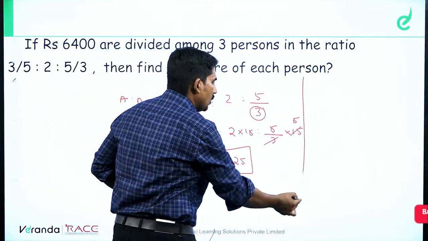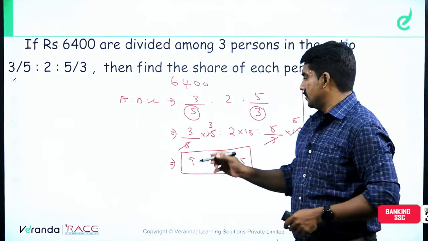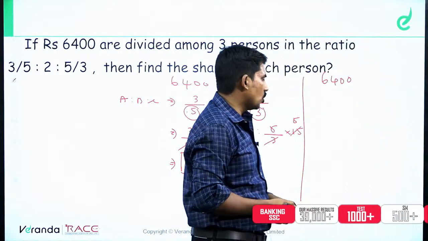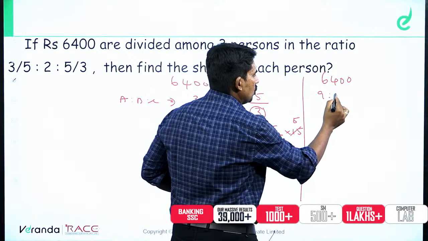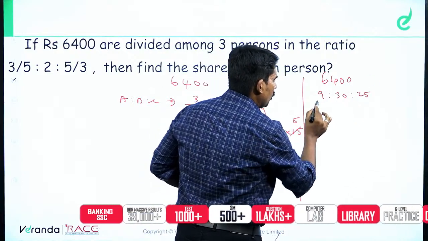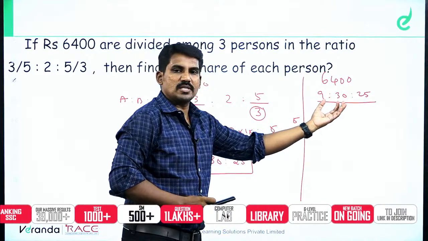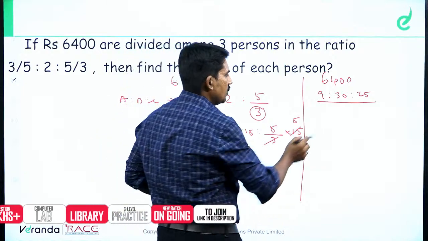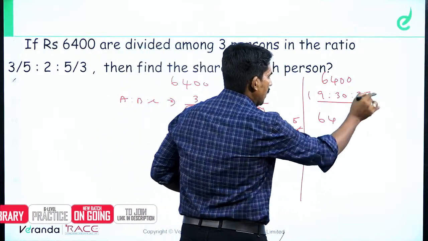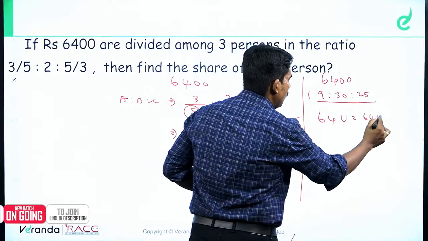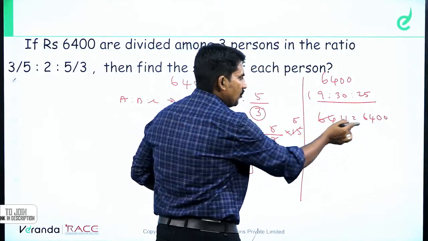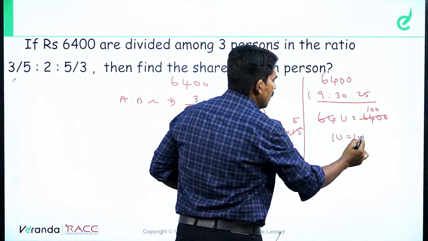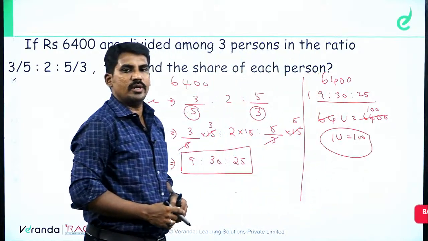Now what is the amount given? 6,400 is the amount given. The total units are 9 plus 30, which is 39, plus 25, so 64 units. This 64 units is actually 6,400. We can cancel 64 one time and 100 units, so 1 unit is equal to 100. That's all. 1 unit is equal to 100.